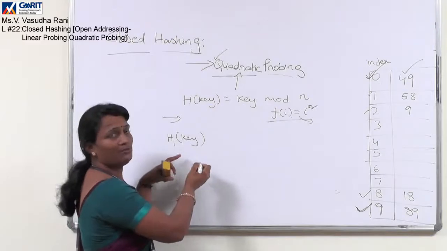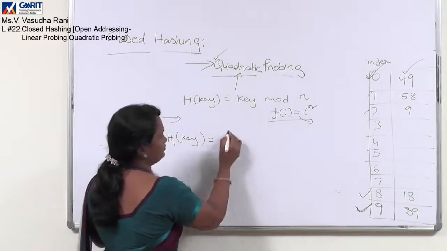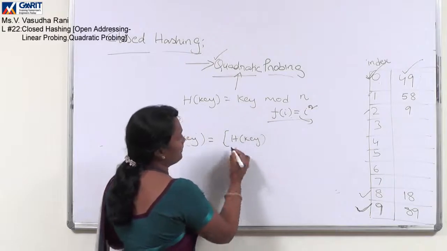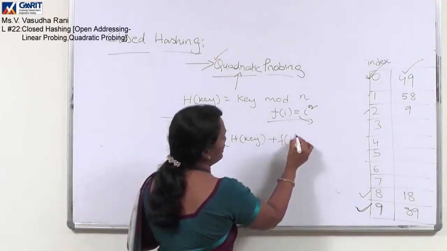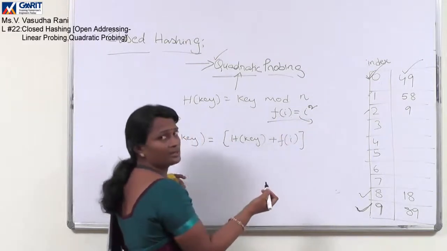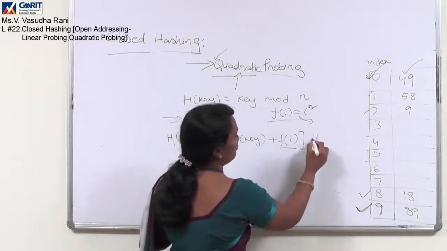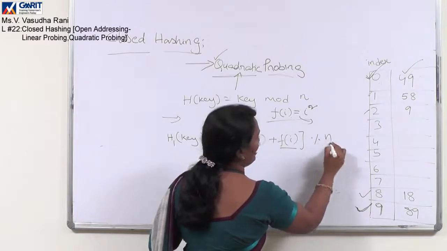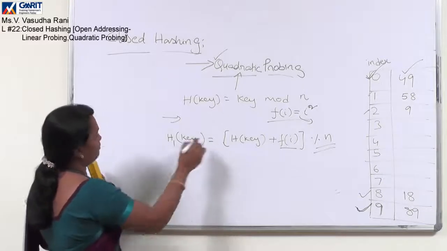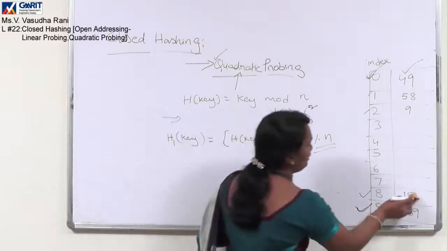In the situation of collision, which function do you have to follow? It is h1 of key, which is equal to h of key plus f of I. It is the same as linear probing, but wherein linear probing f of I is defined as I, here in quadratic probing f of I is defined as I square mod table size. Okay. Now we can clearly understand this quadratic probing with a simple example.